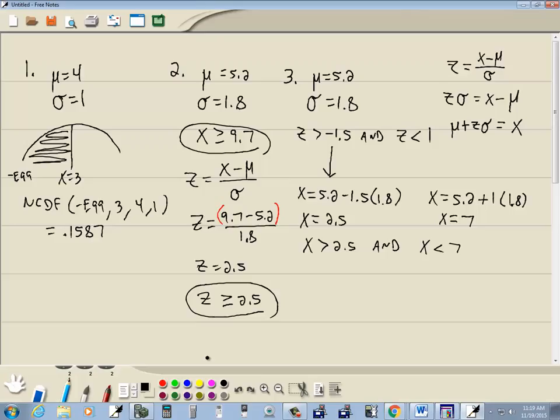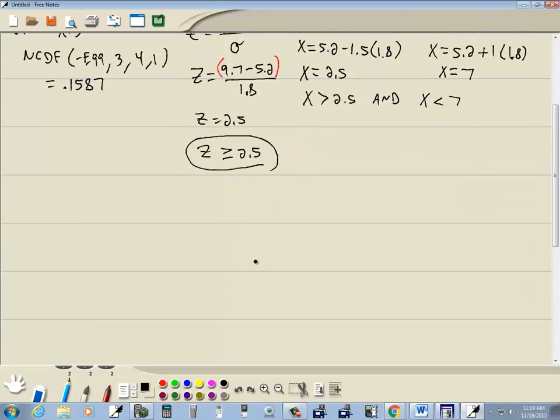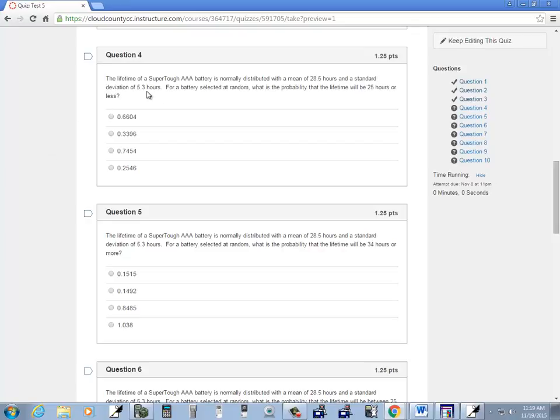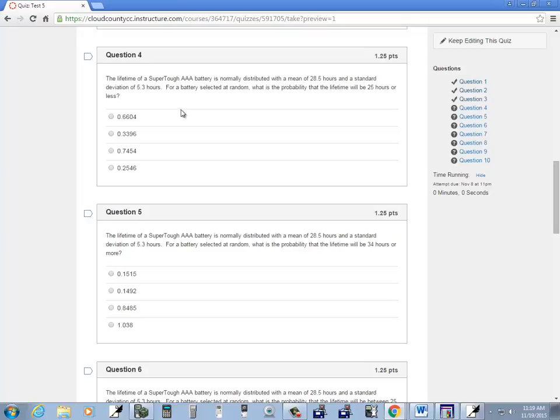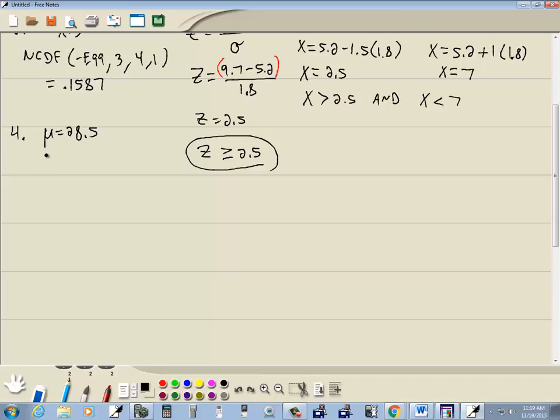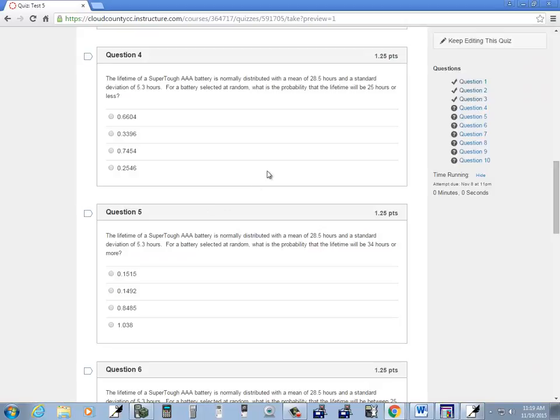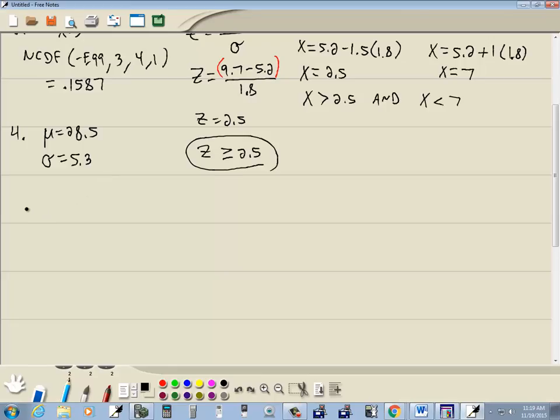Okay, number 4. Lifetime of a super tough AAA battery is normally distributed with a mean of 28.5. So mu is 28.5 and a standard deviation of 5.3, so sigma is 5.3. For a battery selected at random, what is the probability the lifetime will be 25 hours or less.